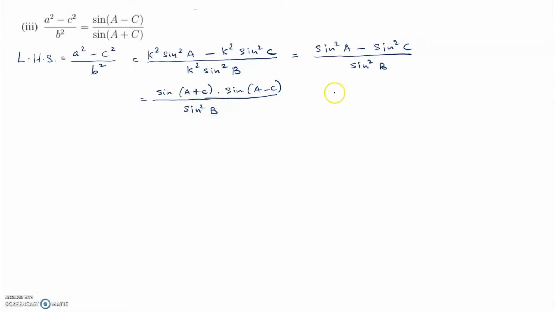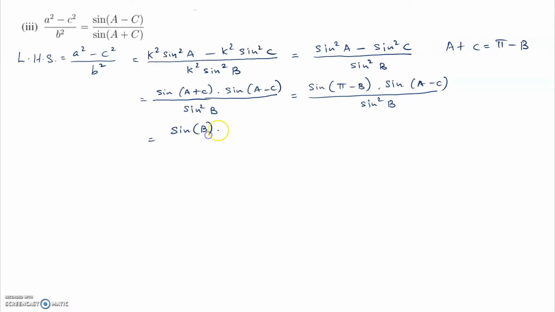sine squared B. Now, we know that A plus C is equal to pi minus B. Therefore, we can rewrite sine (A plus C) as sine (pi minus B) into sine (A minus C) divided by sine squared B. Sine (pi minus B) will become sine B, as sine is positive in the second quadrant, into sine (A minus C) divided by sine squared B. So, cancelling one sine B from the sine squared, you get sine (A minus C) divided by sine B.